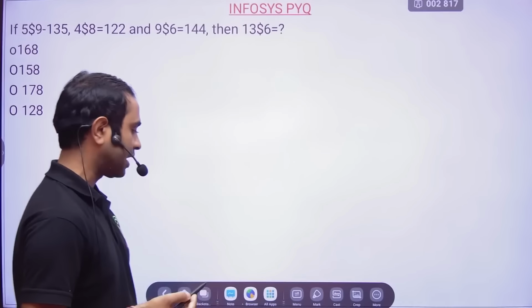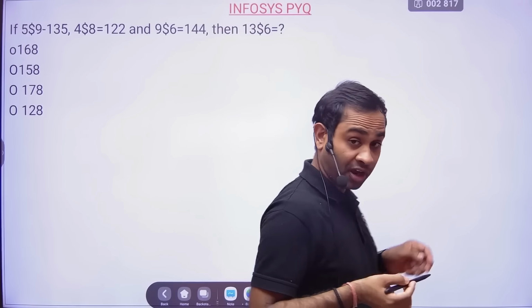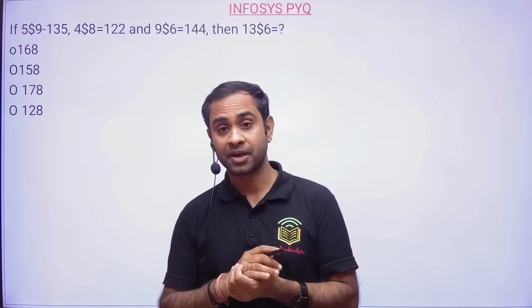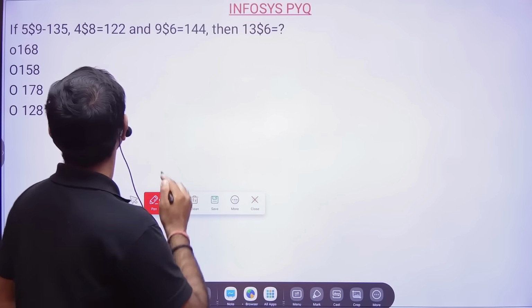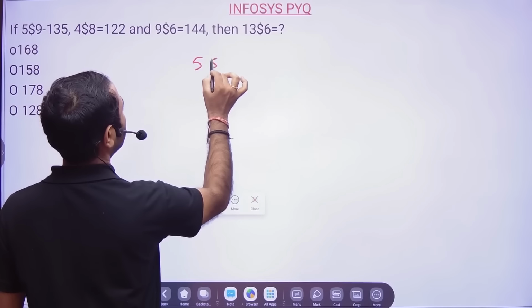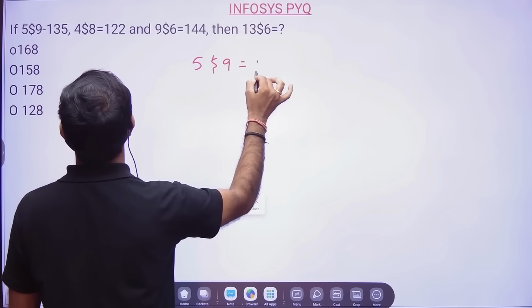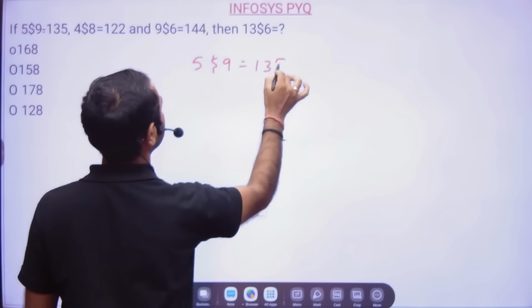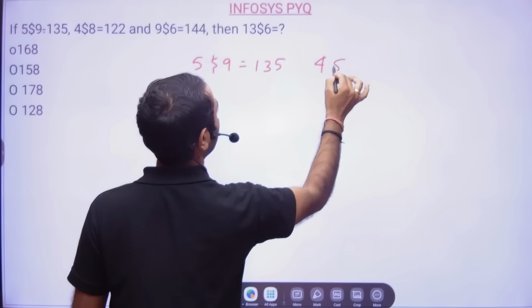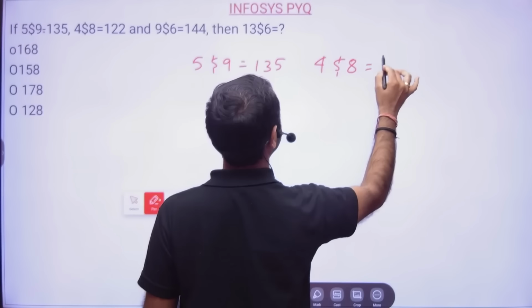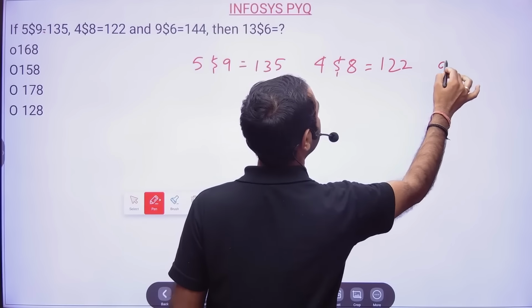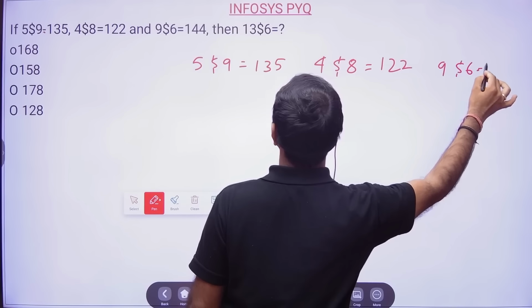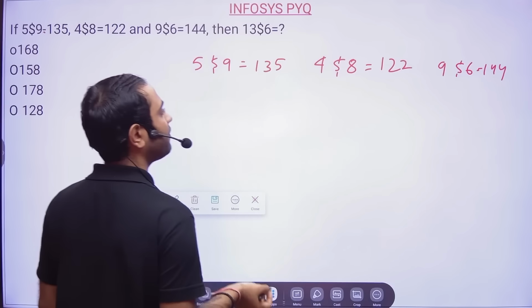Now the last question's logic will be a little disturbing for everyone, but this is how we have to solve. So 5.9 is equal to actually 135. Then 4.08. Friends, for one question there will be multiple logics. Whatever came to my mind, I am solving with that, and then we will see if it is working.